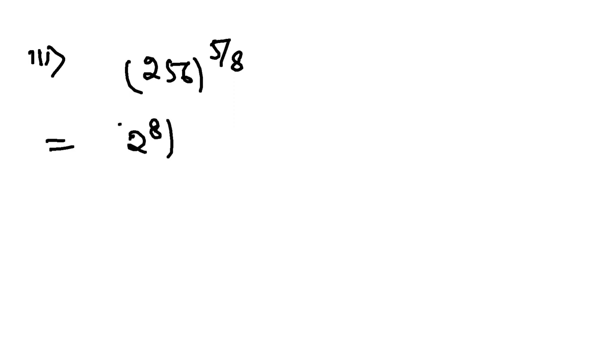The third one is again very simple, 256 whole to the power 5 by 8. You will prime factorize 256 and you will get 2 to the power 8 is 256. So 5 by 8, again 8 and 8 cancelled. So you have 2 to the power 5 left. 2 to the power 5 is nothing but 32. You can calculate, 2 to the power 5 is 32.